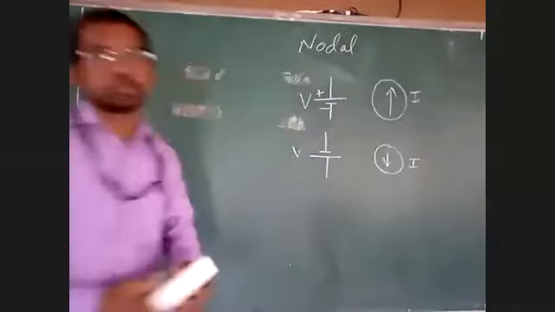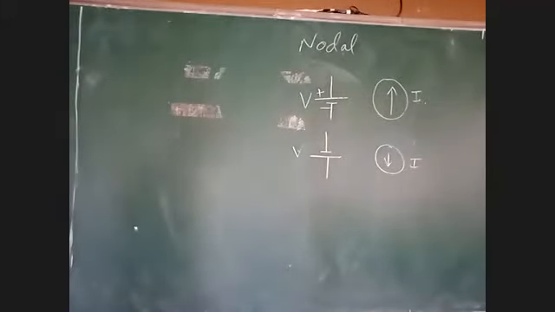Note down the voltage and current sources. These are the independent voltage and current sources. And write down the note point: current flows from negative to positive terminal in voltage source.